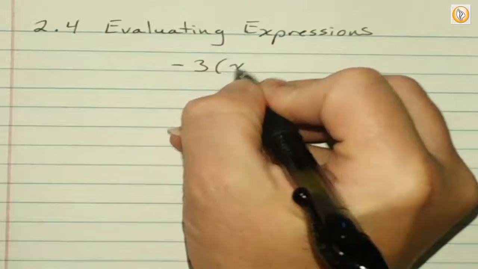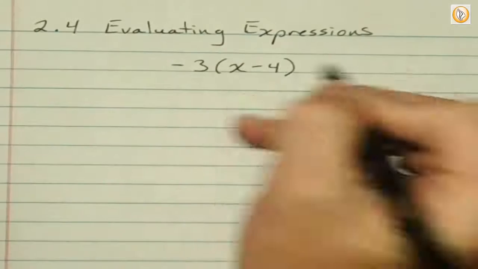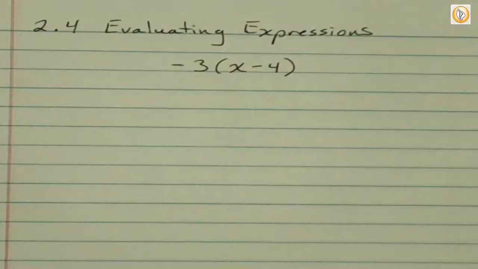-3 times (x minus 4). Raise your hand if you know what this is called. Madeline? Distributive property. Yes, distributive property. Okay, very good.